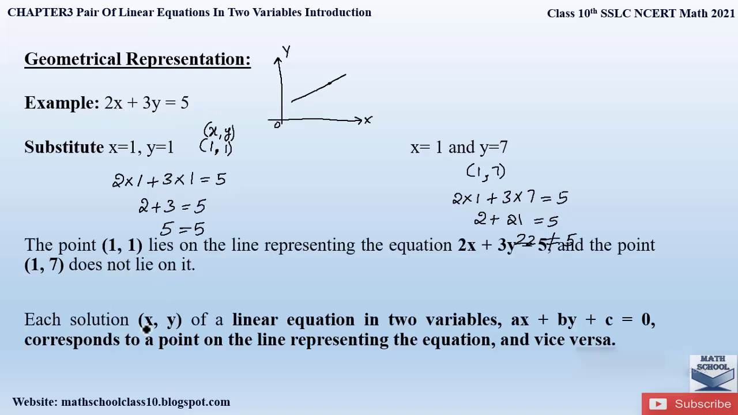Therefore, each solution (x, y) of a linear equation in two variables ax plus by plus c equal to 0 corresponds to a point on the line representing the equation and vice versa. A line is formed by n number of points. So each solution of a linear equation is represented as a point on the line representing that equation. Therefore, any solution you find for this equation will lie on this line, that is, a point (x, y).